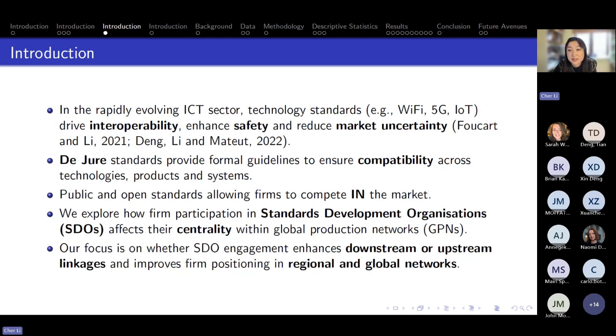As I mentioned earlier, our focus is on those standards development organizations, SDOs, in the ICT area. These are the formal bodies that coordinate the global standards development in those technology areas. The question we ask is, does participating in SDOs help firms become more central in their global production networks? Here we study this by unpacking the supplier networks as well as the customer networks, and we also try to shed light on the asymmetry by looking at different global regions.